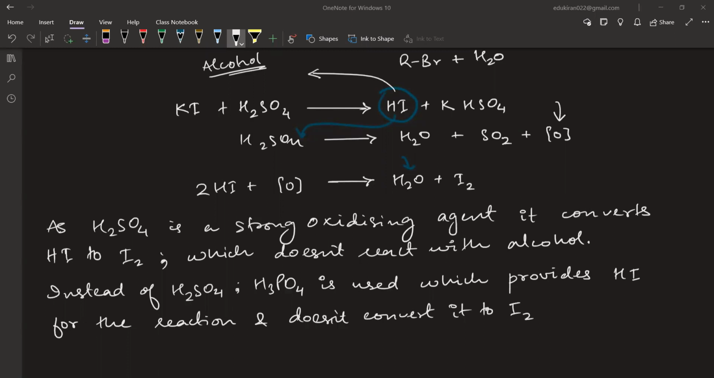Sir, what is that square bracket O? That is nascent oxygen atom. We call this nascent oxygen. It is an oxygen atom.